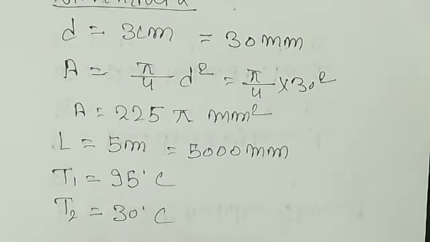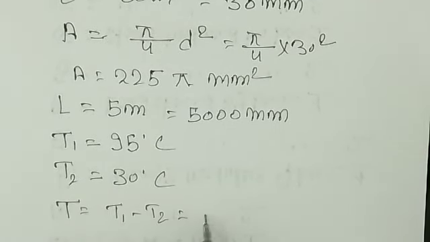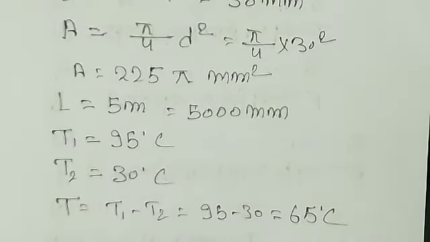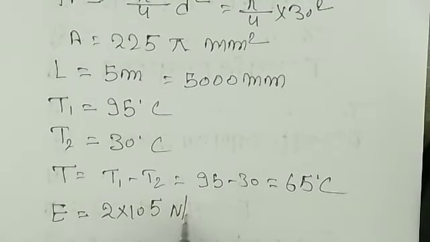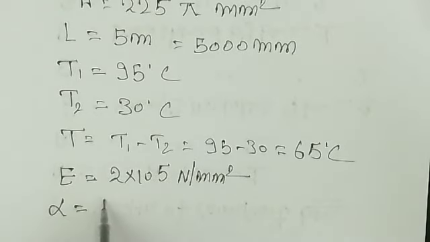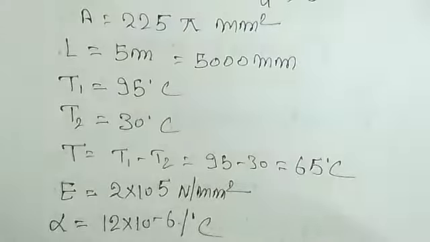So the rise in temperature is T equal to T1 minus T2, which is nothing but 95 minus 30, and this is 65 degrees centigrade. The material properties of the steel rod are given: Young's modulus E is equal to 2 into 10 to the power of 5 Newton per mm², and the coefficient of linear expansion alpha is equal to 12 into 10 to the power of minus 6 per degree centigrade. So this is the given data we have collected.